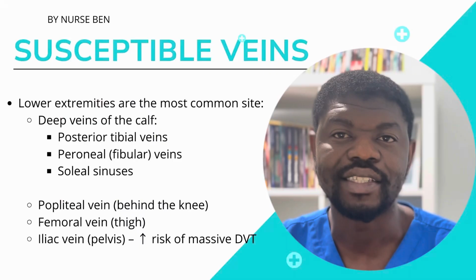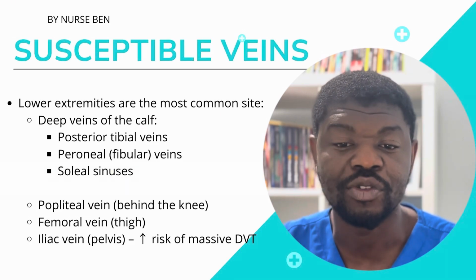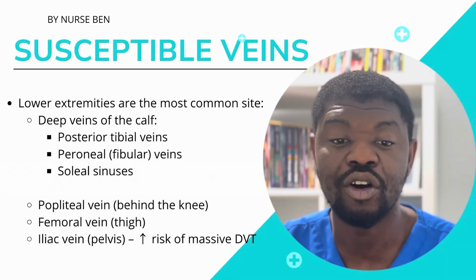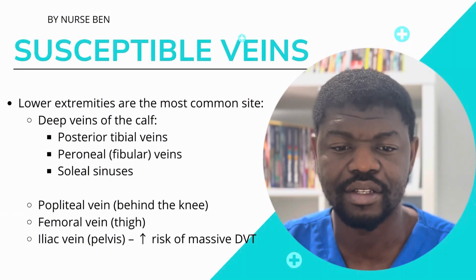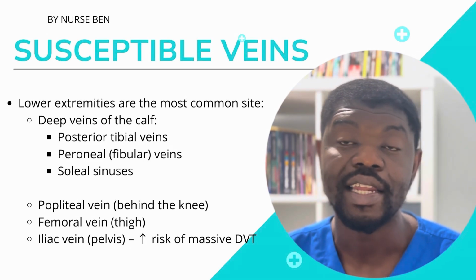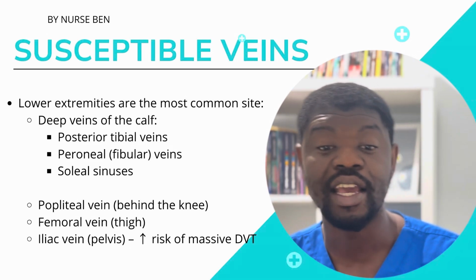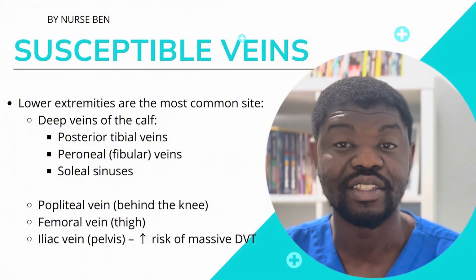Now, let us look at the veins that are most susceptible to DVTs. It has to be a deep vein, and some of the common sites are the veins of the calf. So your posterior tibial veins, your peroneal veins, and your soleal sinuses. All these veins are found in the calf. Now you have your popliteal, that is the vein right behind your knee, and then you can also have your femoral vein, that is the veins in your thighs.